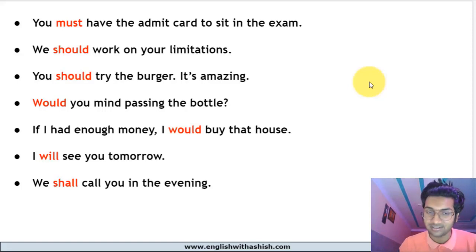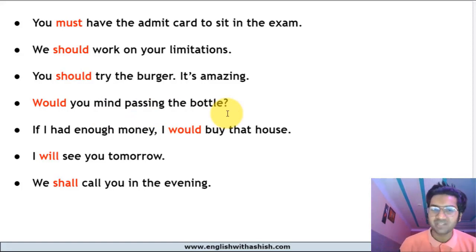Would is used to refer to a hypothetical, imaginative scenario. Okay, hypothetical. But it is also used to make a polite request. It's very common to use would to make a polite request. For example, would you mind passing the bottle? So this is a very common structure. Would you mind followed by present participle. Would you mind passing the bottle? Would you mind teaching me this? Would you mind sharing some food with me?